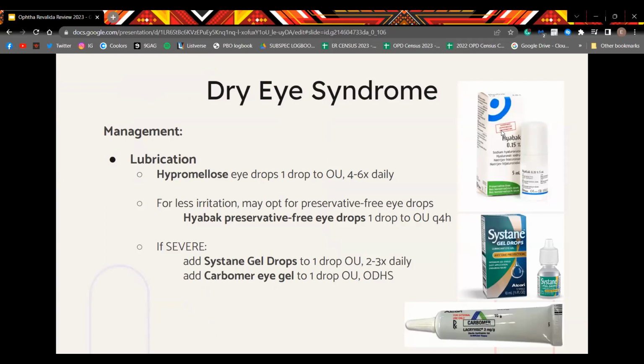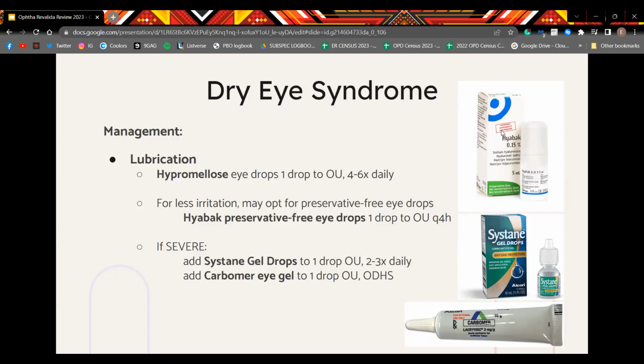So management of dry eyes is basically just lubrication, which can come in the form of hypromellose eye drops, again, 4 to 6 times daily. For less irritation, you may opt for preservative-free na eye drops. Ang hypromellose kasi with preservative siya eh. Sometimes yung ibang patient na-irritate sila, lalo na kapag madalas yung pagpatak nila ng hypromellose.